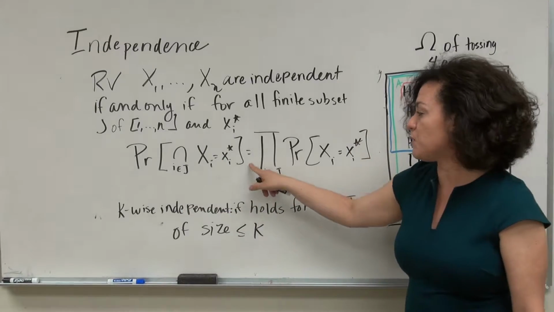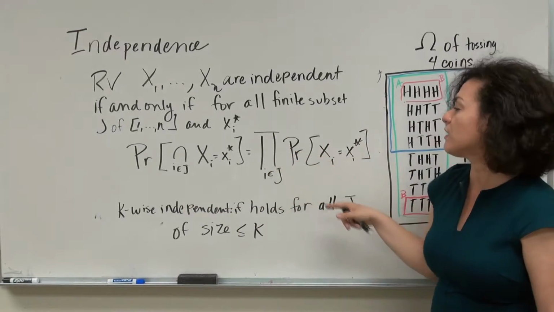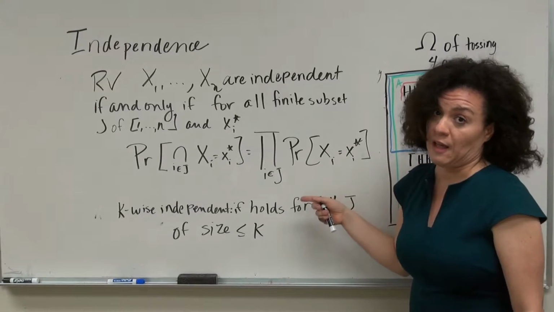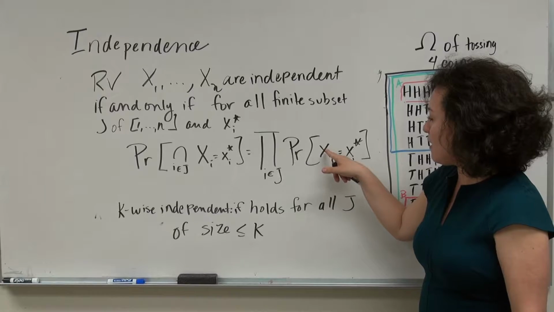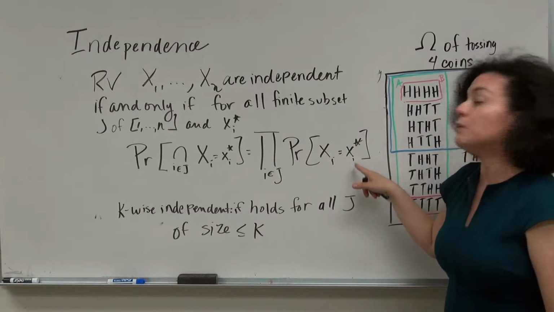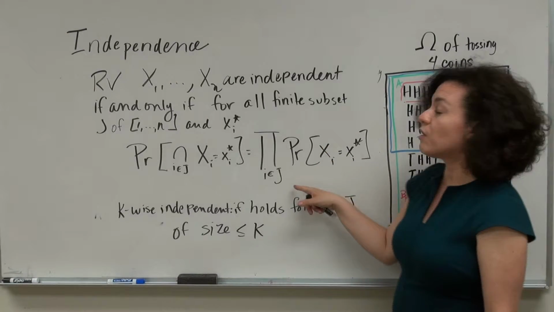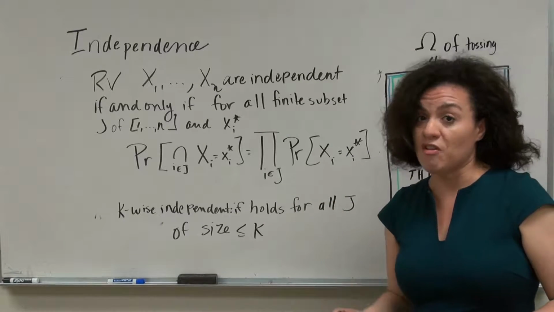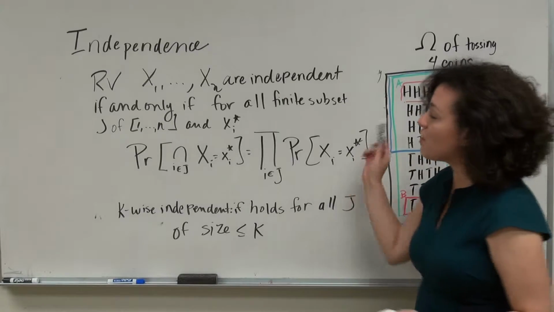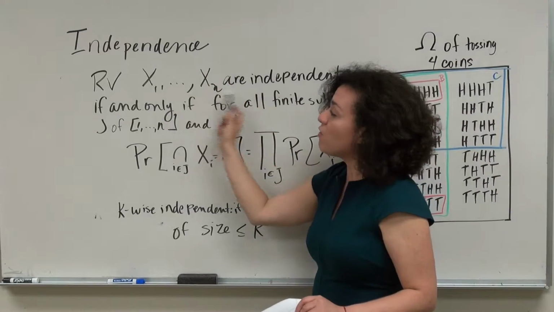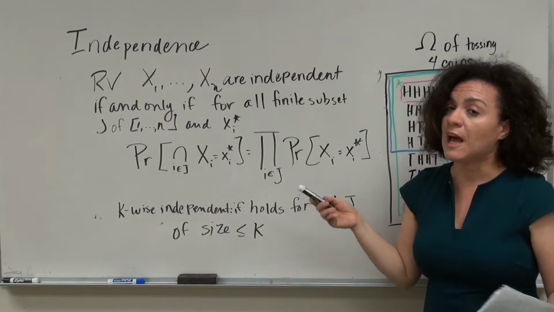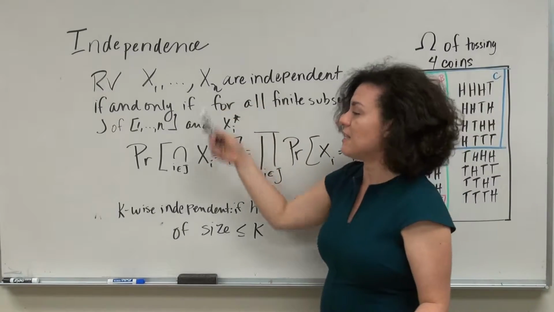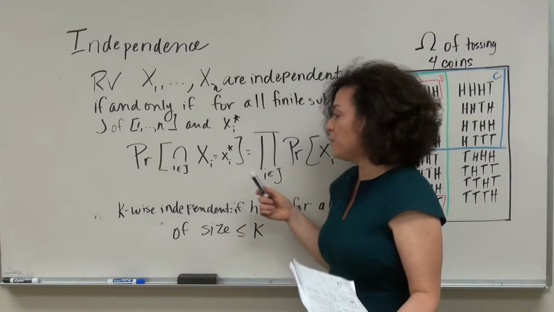This is just equal to the product, and this symbol means product, of the probability of each event happening. So that's xi is equal to little xi star for all the random variables in the set. As you can imagine, this is a very tall order because we have to show that not only does it happen for all of the random variables, we have to show that it happens for all of the subsets of size less than n, such as 3 and 2.